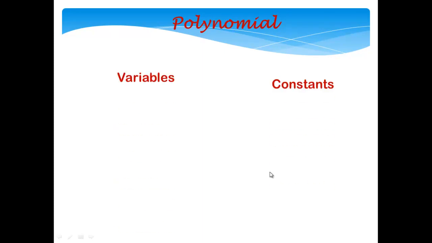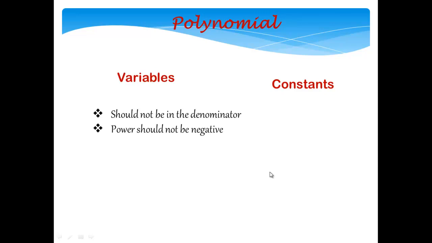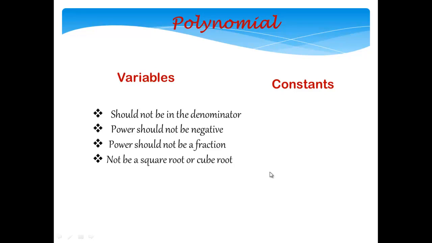An algebraic expression is called a polynomial when that expression satisfies certain conditions. We know that an algebraic expression consists of constants and variables. The variable of that expression should not be in the denominator. The power of the variable should not be a negative number. The power of the variable should not be a fraction. The variable should not be under a square root or a cube root, but the constant may be in any form.